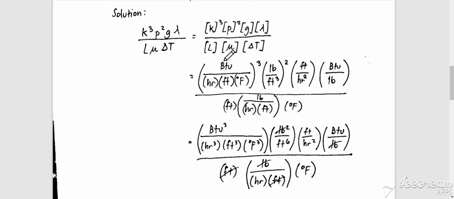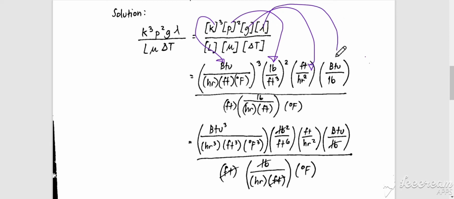Now, as we put parentheses, we can already distribute the respective units of each symbol. So from k, we will replace that by BTU, or British thermal units, over hour feet degree Fahrenheit. From ρ, we will replace that by pound over feet cubed. For g, we will replace that by feet over hour squared. For lambda, we will replace that by BTU over pound.